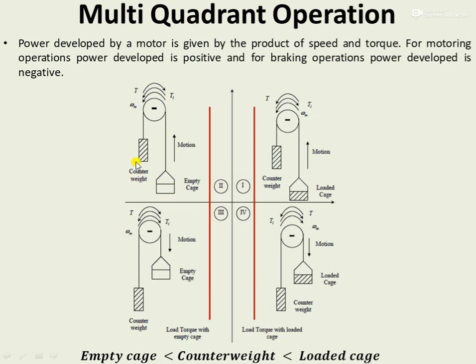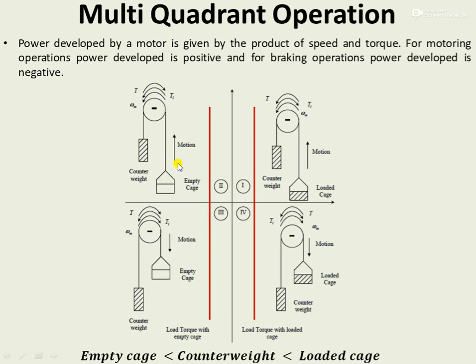So if you consider this situation, as the weight of this counterweight is much larger than that of the empty cage, this counterweight will be coming down just like a free fall condition, and this empty cage will be going in the upward direction at a very large speed. In order to limit such a high speed movement of this empty cage in the upward direction, we will be producing a torque in the opposite direction of the motion of this cage.